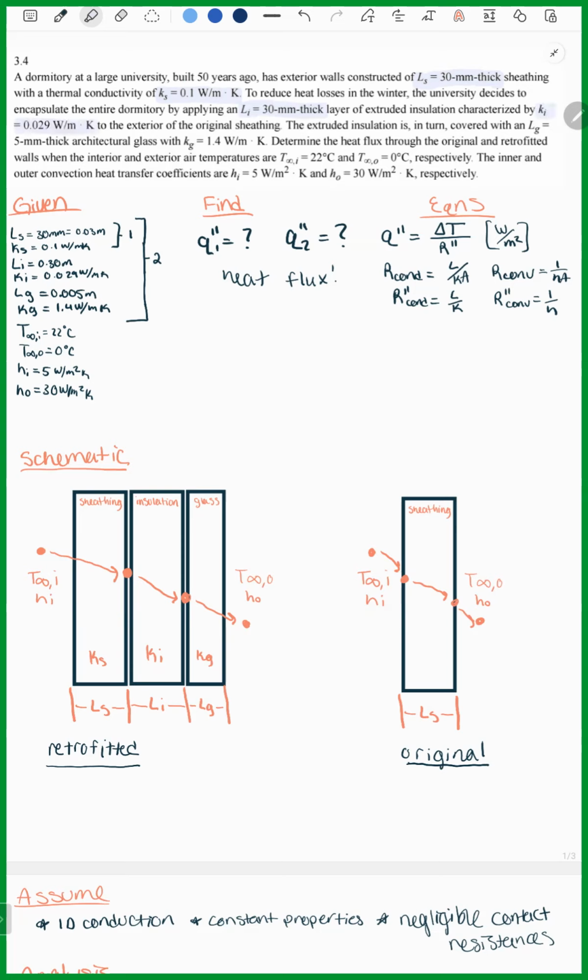To the exterior of the original sheathing, the extruded insulation is in turn covered with a thick layer of glass, with the thermal conductivity shown here. Determine the heat flux through the original and retrofitted walls when the interior and exterior air temperatures are shown here. The inner and outer convection heat transfer coefficients are given here.